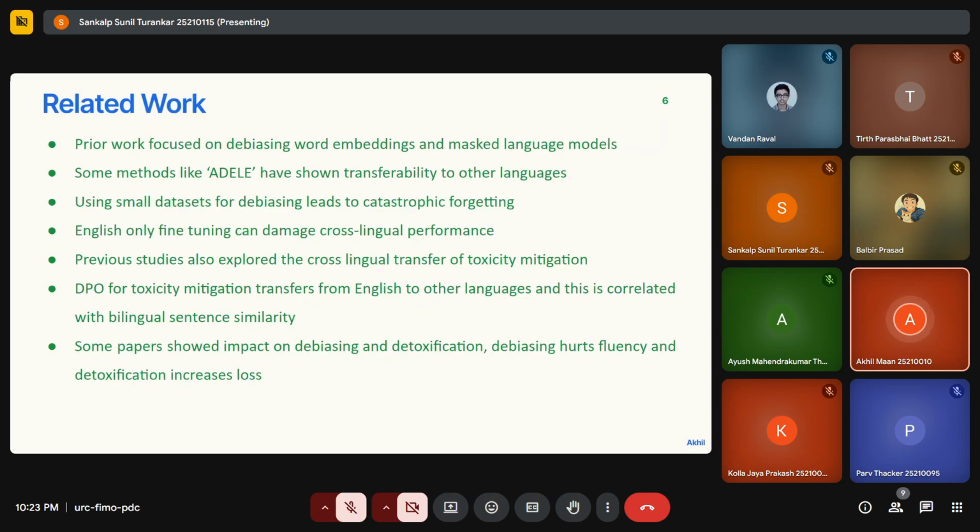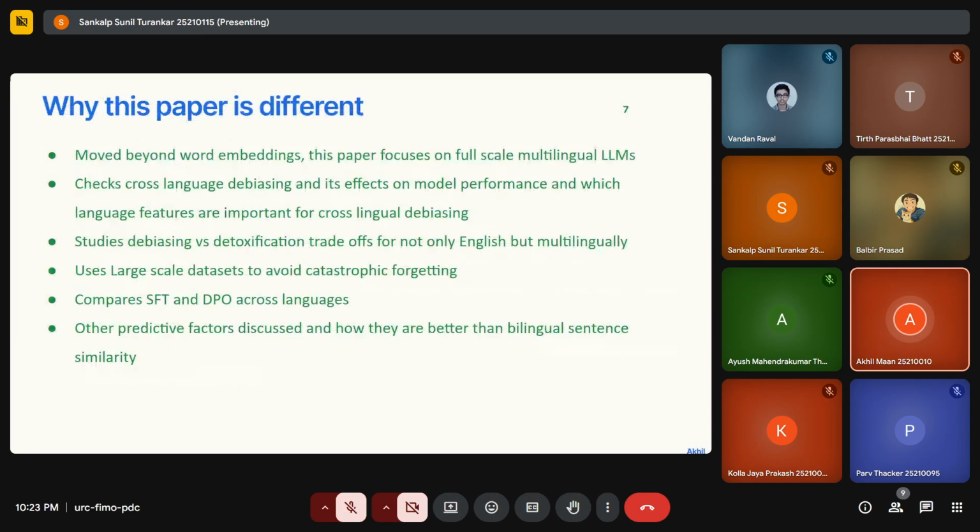Now, coming to the detoxification part, previous studies explored that we can mitigate toxicity in cross-lingual transfer, and DPO for toxicity mitigation transfers from English to other languages, and how this is related to bilingual sentence similarity. Also, some papers showed the impact on debiasing and detoxification, and they also showed that debiasing hurts fluency and detoxification increases loss. Now we will come to the part of why this paper is different from these previous papers.